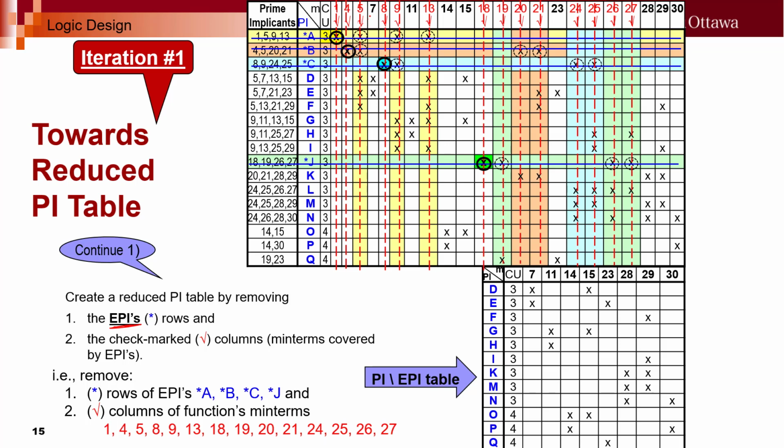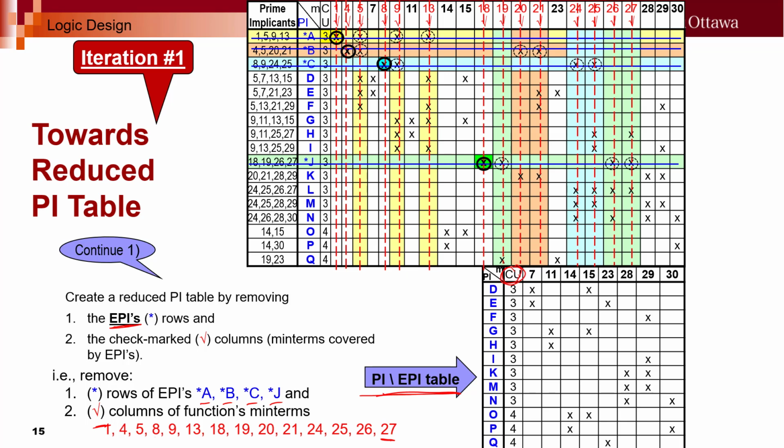In other words, I have to remove the EPIs A, B, C, G, and the checked columns of the min terms 1, 5, 8, 9, 13, up to 27. Then I'm gonna end up with the PI and EPI table, and after removing these, I'm gonna end up with a simplified one. Then I'm gonna add another term called the cost this time. The cost will determine how many literals are inside that term. We use a function to calculate the cost based on the term itself, so it's based on how many literals you have.